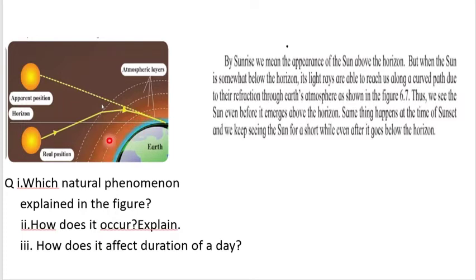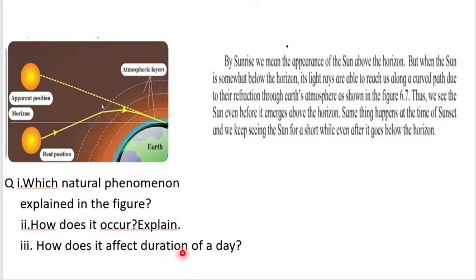This same phenomenon occurs at the time of the sunset. When the sun is below the horizon, we are still able to see the sun 2 minutes later in the sky. This is the delayed sunset, due to the refraction of the sun rays, and we are able to see the sun for 2 minutes even though the sun is below the horizon at the time of the sunset.